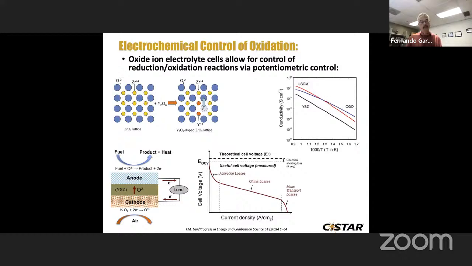These losses are activation losses, which are related to the charge transfer mechanisms. In many cases, multiple electrons need to be transferred in order for the oxidation reaction to occur, and there are losses associated with that. We have the resistive losses due to ionic transport through the solid electrolyte, and also electronic transport through the anode and cathode materials and the wires within our circuitry. And finally, you can, in some circumstances, get mass transport losses due to diffusion through these layers. However, those can fortunately be minimized.